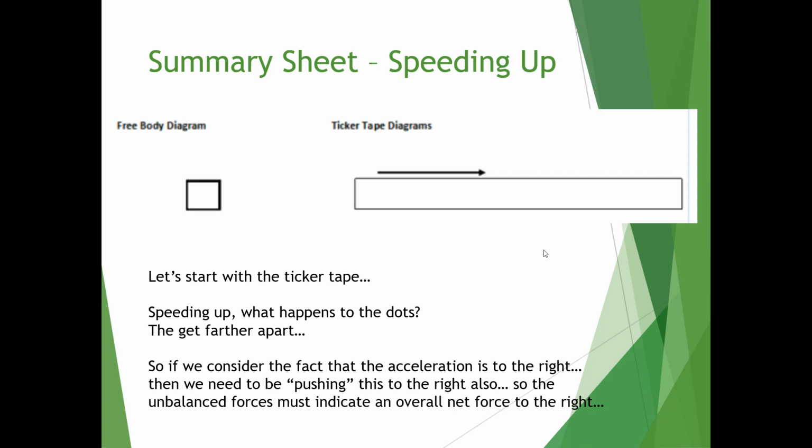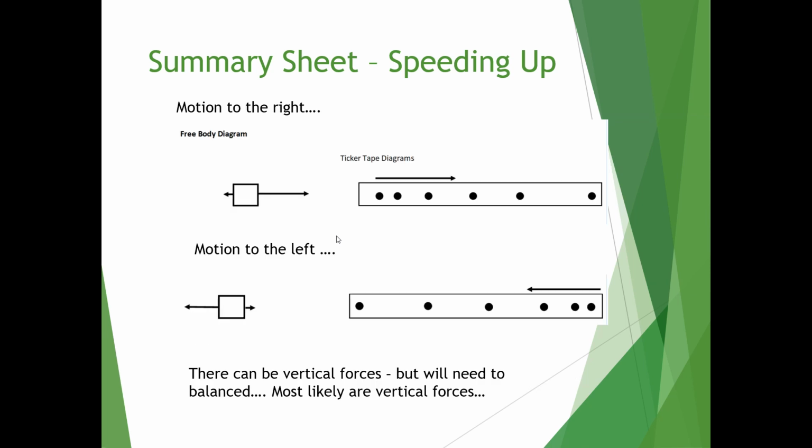Free body diagrams and ticker tapes. So starting with the ticker tapes, what happens to the dots when you start drawing on them? They get farther and farther apart, right? So if we consider the fact that the acceleration for this is to the right and it's speeding up, then it basically means we need to have our overall pushing to the right also. So the unbalanced forces must indicate an overall net force to the right. So you're going to end up with something like this. They're going to be spreading farther and farther apart.